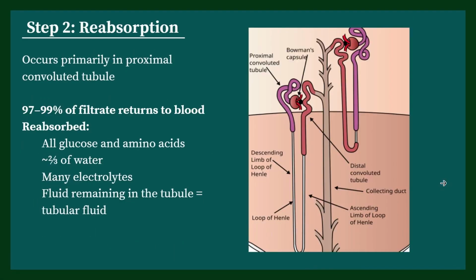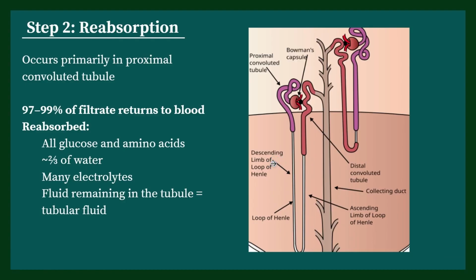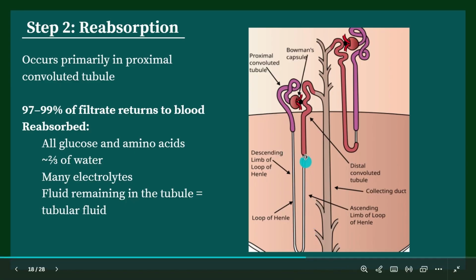The next step, as I was saying, was reabsorption, and that's 97 to 99% of what goes into the nephron is going to be reabsorbed again, except that our body, or the nephron, has removed the waste products. So all the glucose and amino acids, ideally, are being reabsorbed. Two thirds of the water is being reabsorbed. Many of the electrolytes are being reabsorbed. And what's remaining is tubular fluid, which ends up going into the collecting duct.